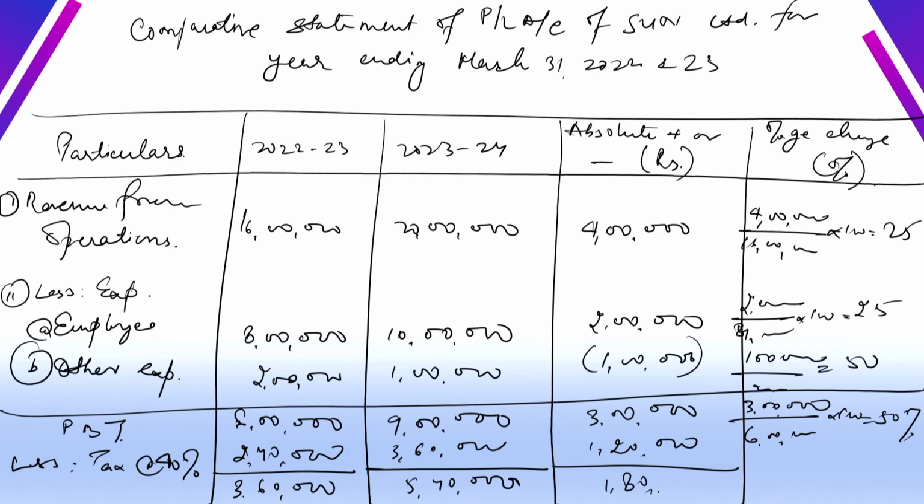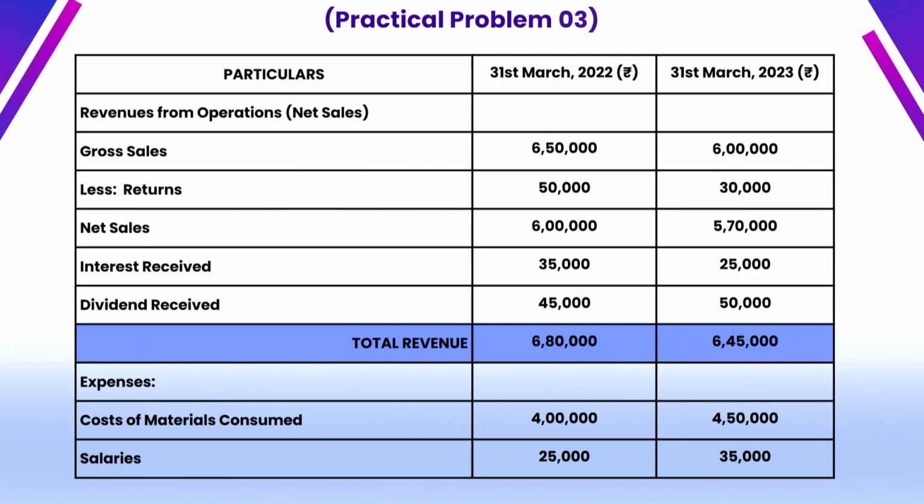1 lakh 80,000 is the net, and both of these will be 50% and 50%. Since this is a comparative analysis, unlike the previous case of the common size statement, where we saw each element represented as a part and parcel of the base value, every amount should add up to 100%, but not in the case of comparative statements. Now, another and last practical problem is here.